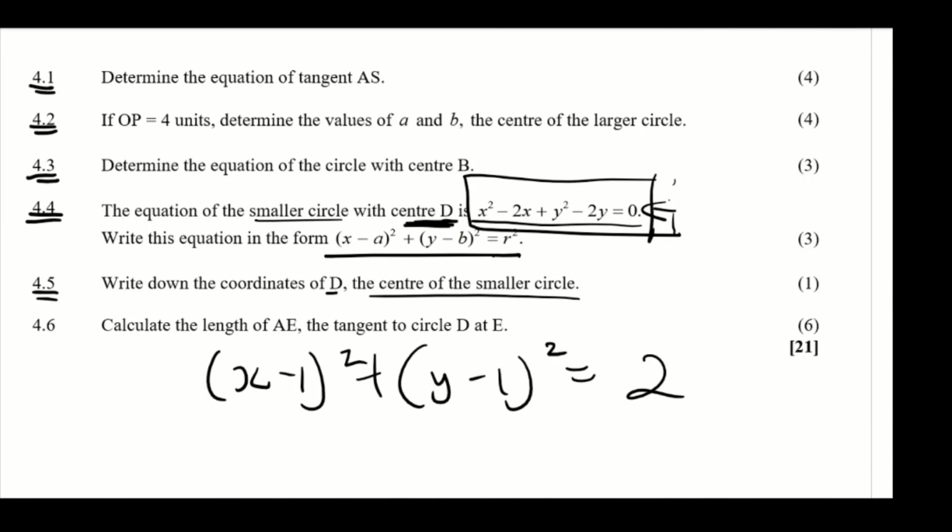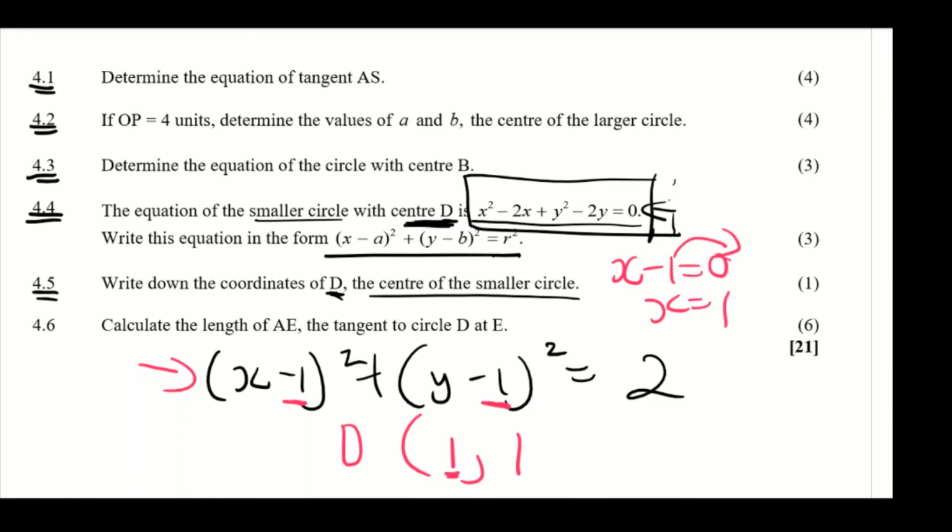Now we want to find the coordinates of D. It's simple. Because D is the center of this circle, you just transpose this minus 1 to the other side and it becomes positive 1. This minus 1 transposed to the other side is also 1. When I say transpose to the other side, if you have x minus 1 equals 0, you transpose the negative 1 and get x equals 1. Hence I wrote x equals 1 here. And then you have y minus 1 equals 0. You transpose the minus 1 to the other side, you have y equals 1. So these are the coordinates of D, which is (1, 1).